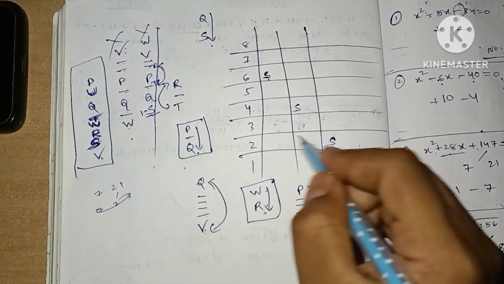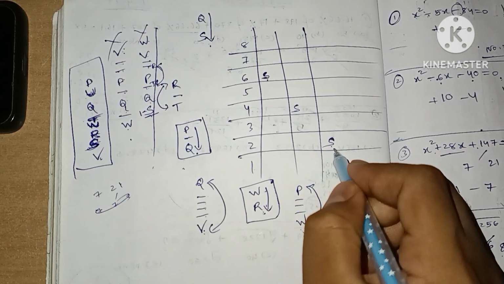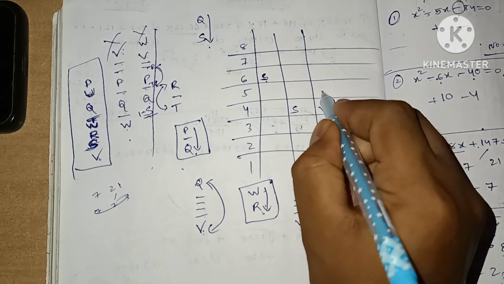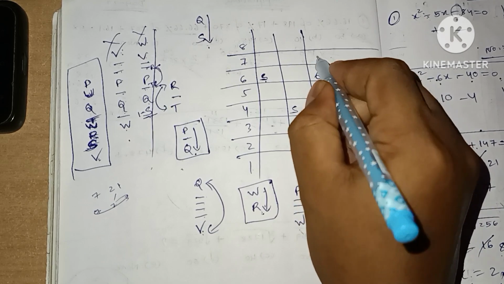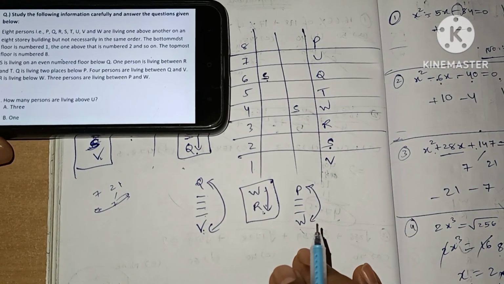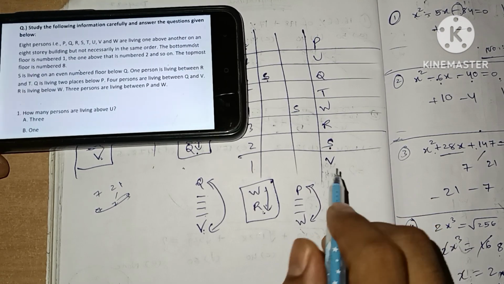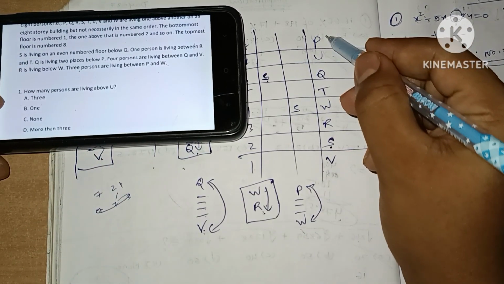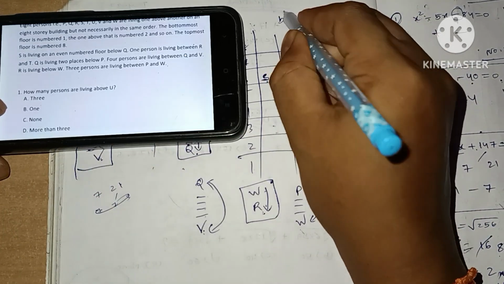Let's note this in our puzzle. S is in second position. V, R, W, T, Q, P. This is the solution. Let's see the questions that are asked. How many persons are living above U? Only 1 person. So option B is our answer.